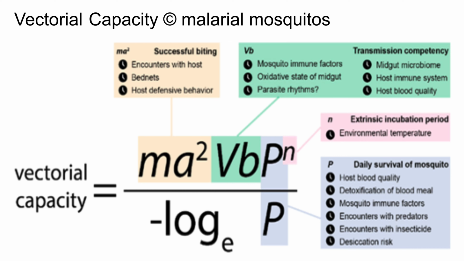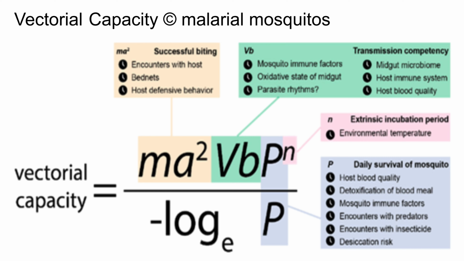So MA squared is based on successful biting data. How many encounters with a host, were bed nets present or not, and did the host exhibit any kind of defensive behavior? And those three scores are given a value, and that's where we end up with our MA squared value. And VB, we get, is the mosquito itself immune to the host? What is the state of the midgut? So does this particular mosquito have any kind of physiological difference in the chemicals or compounds found in the midgut?